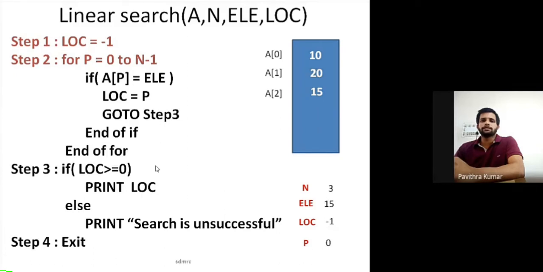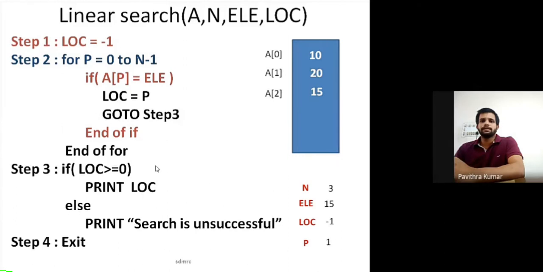There is a comparison. If a of p is equal to the element 15. And a of p, a of 0, is equal to 10. So 15 is compared with 10. 15 is not equal to 10, so it is false. End of if is going to be executed. Later I will increment the value of p. It is 0 now. It will be incremented to 1.